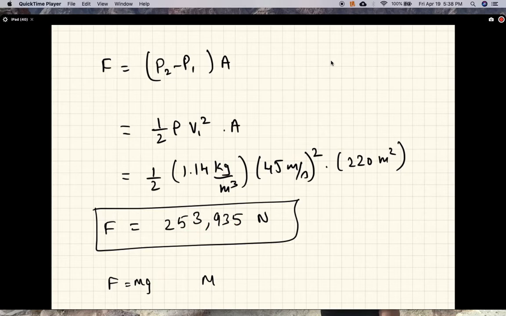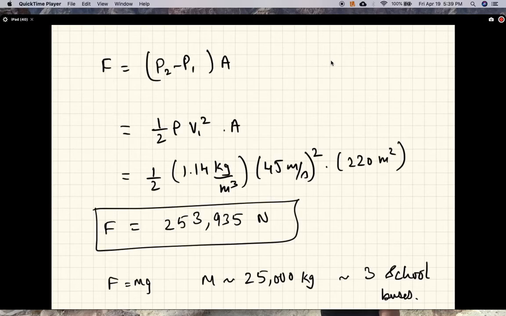So roughly m is roughly 25,000 kgs, and that's about 3 school buses. So that's what's happened. 3 school buses are parked on this roof. Okay. Well, except that the force is upward, and if the roof is not tied down well, it will blow away. All right, that finishes this problem.